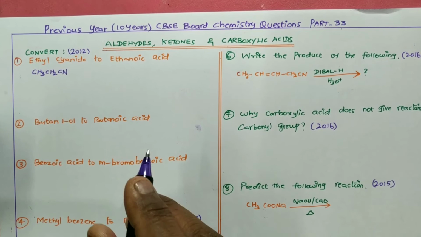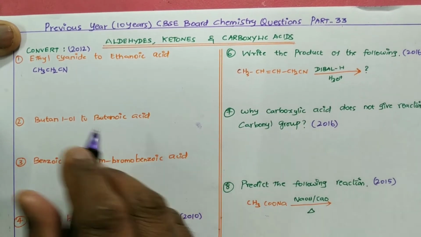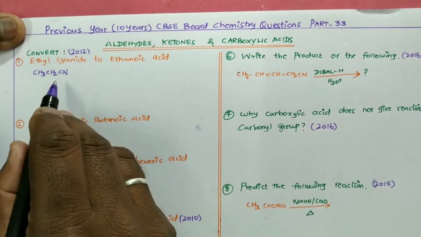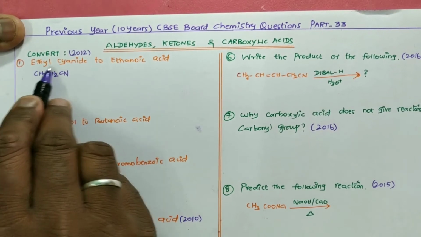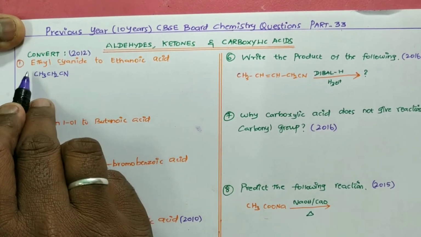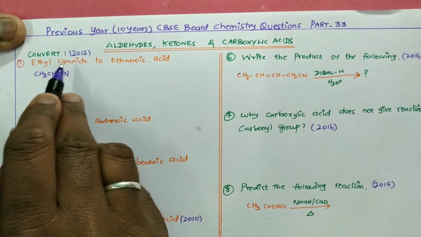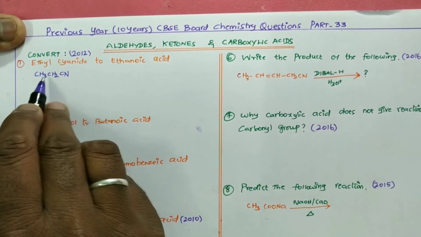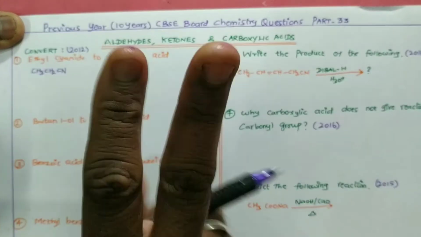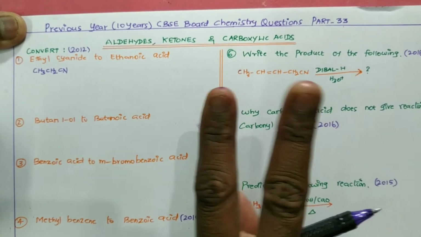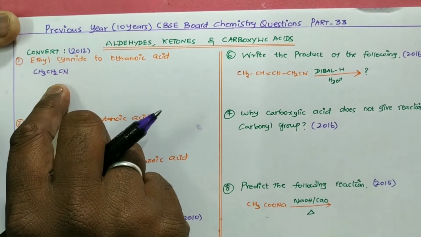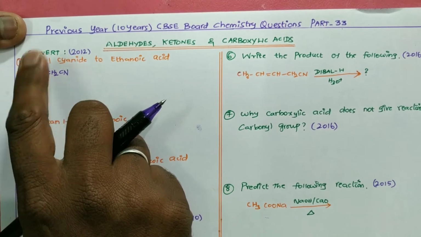Are you able to understand? So this is very much important. While writing the cyanide structure, if they are giving ethyl cyanide, there is no problem with that. If they are giving ethyl nitrile, at that time you have to be very careful. Total number of carbon atoms is 2 in that case. In this case there will be 3 carbon atoms, because they are giving ethyl cyanide.